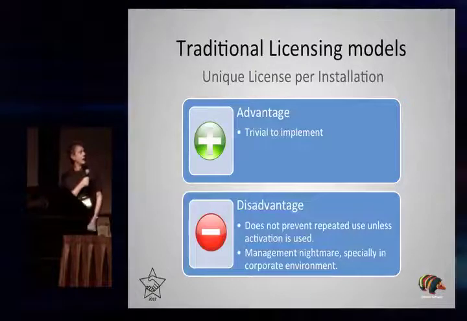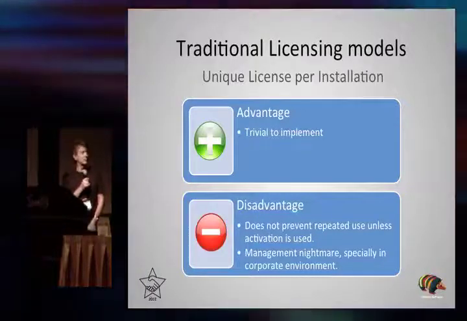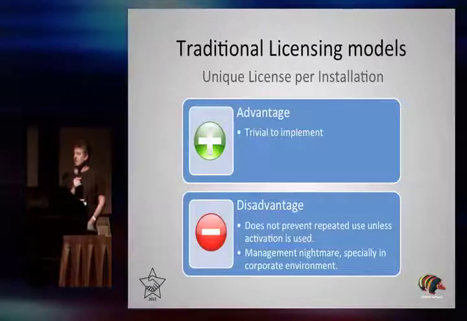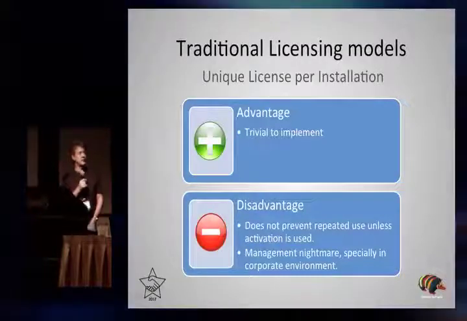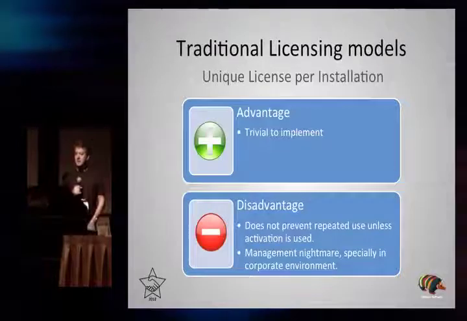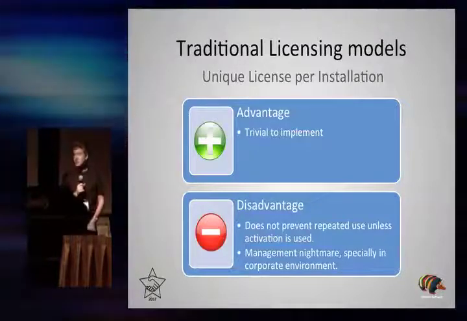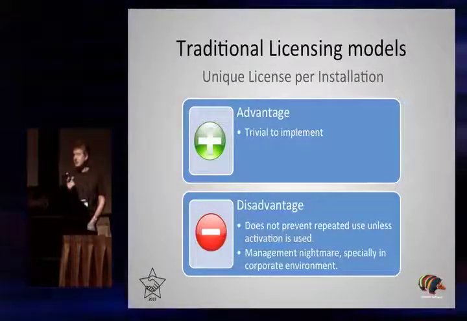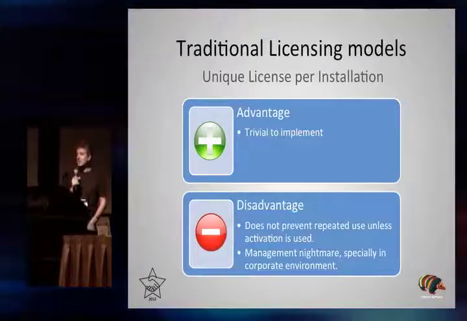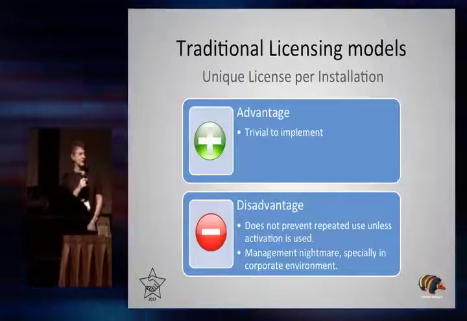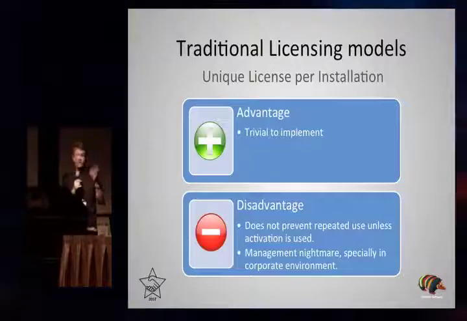Here's the first thing we ever encountered, and it still exists today, believe it or not. Some people use this: for every license they will issue a unique registration code, and you install on one computer, you use one of your licenses. If a customer buys 10 licenses, you issue 10 unique license codes. One of the advantages, obviously, is it's trivial to implement because it's no different than your single license model. The disadvantage, of course, is it doesn't prevent repeated use of that single license. If I issue one license, what's preventing me from using it on 10 different computers, unless you use activation where the computer dials home and checks against the database for a number of uses.